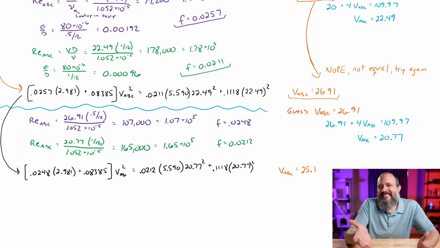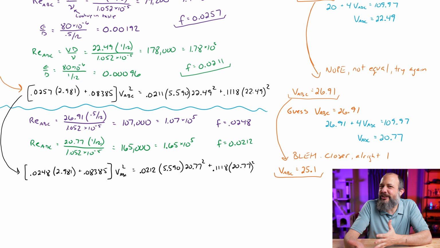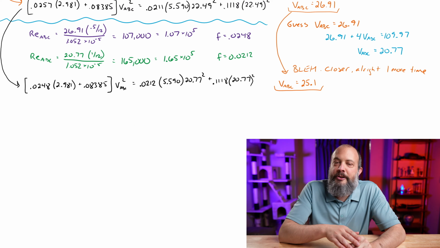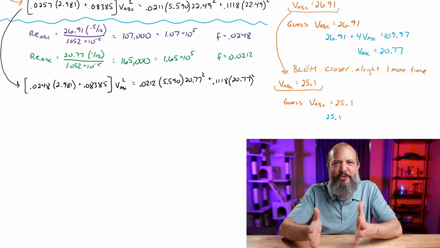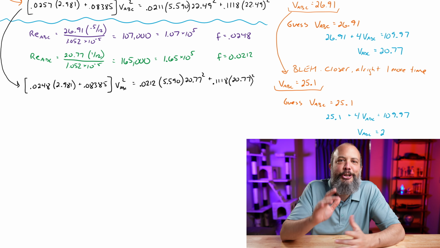25.1. And I think maybe this is not quite close enough. From 26.9 to 25.1 is still about a 10% error. So let's go one more time, but I got a good feeling about this next one. We use 25.1 as the next guess, because again, there's no real easy way to tell whether it should be higher or lower. So we solve for VADC, 21.2.